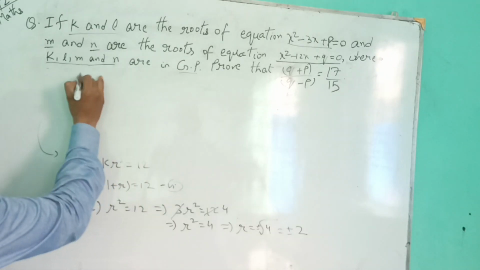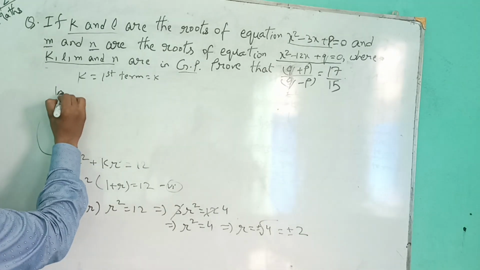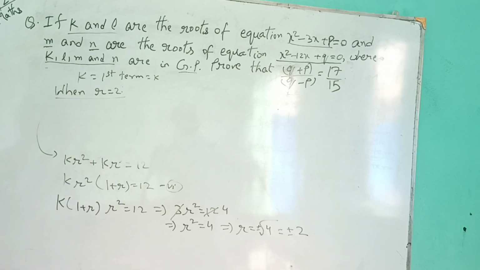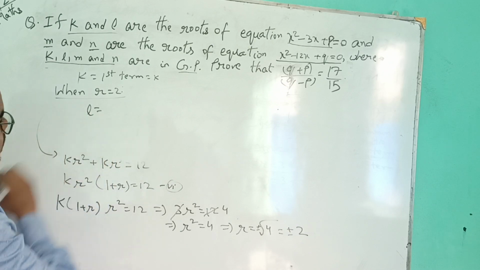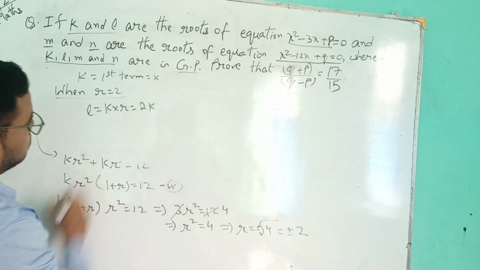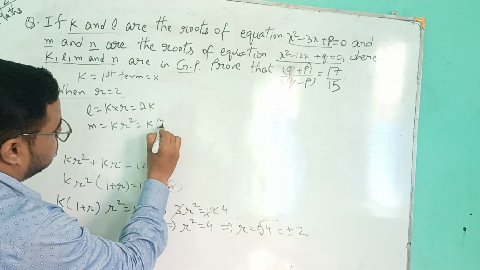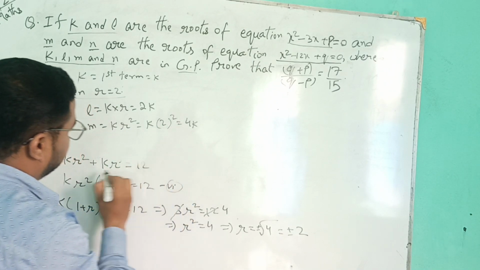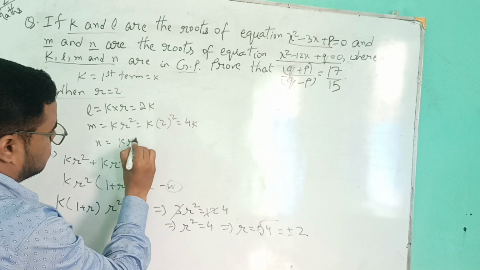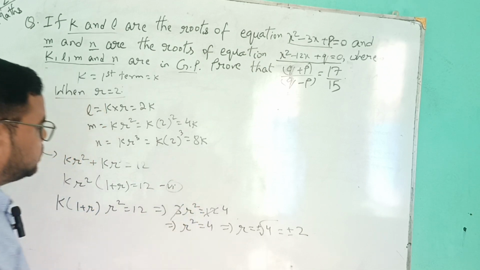What is k? k is the volume. k equal to the first term, so it will be equal to k. When r equal to 2, then l will become k into r, equal to 2k. m will be k into r square, equal to k into 2 square, equal to 4k. n will be k into r cube, equal to k into 2 cube, equal to 8k.